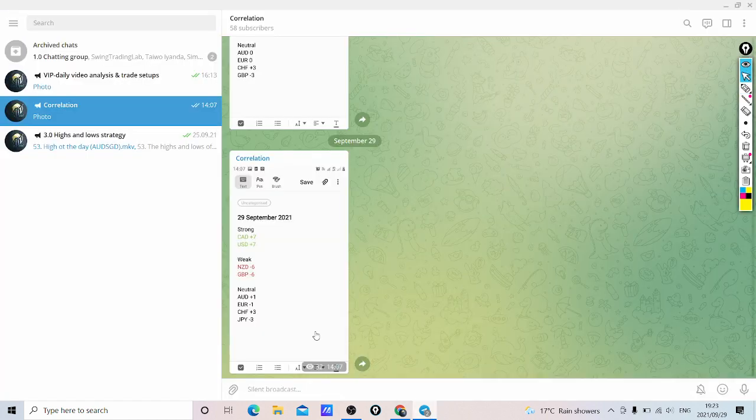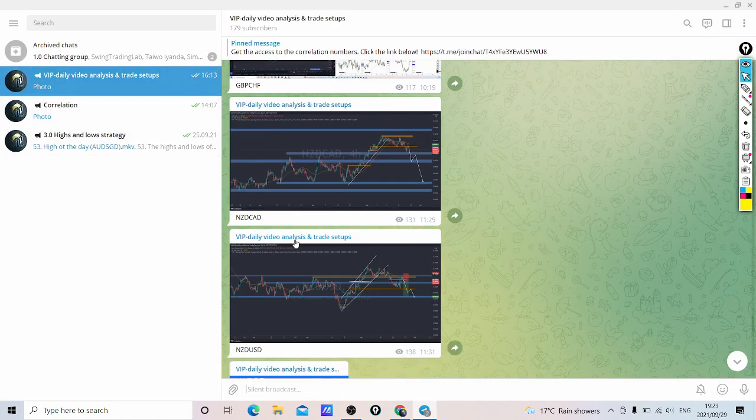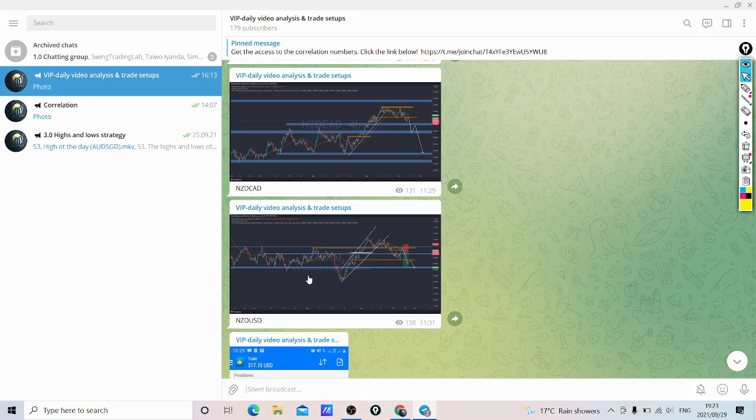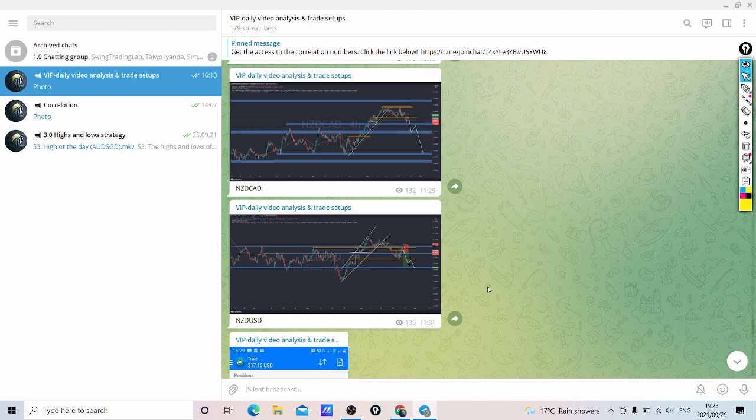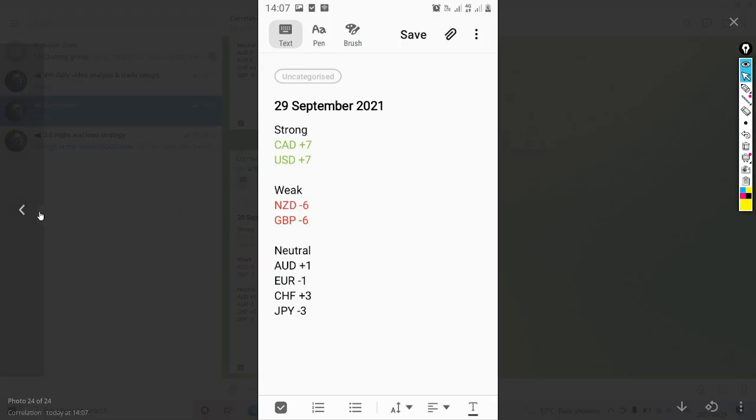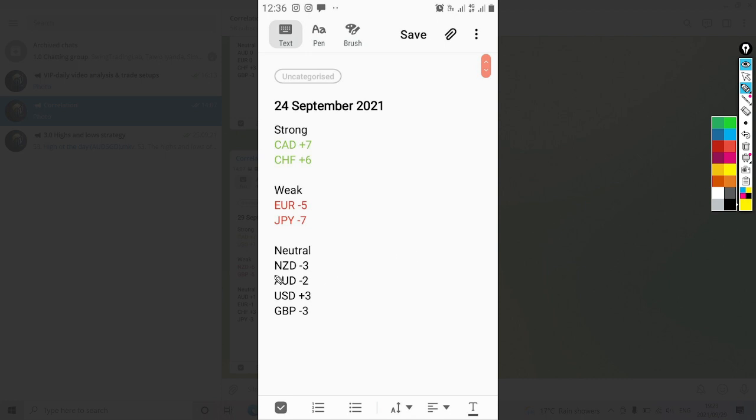Okay, the last one that I gave out on Friday was NZD versus the USD. Let's check the numbers on Friday. NZD USD. Okay, let's use this color. So the NZD was sitting at -3, and then the USD was sitting at +3.